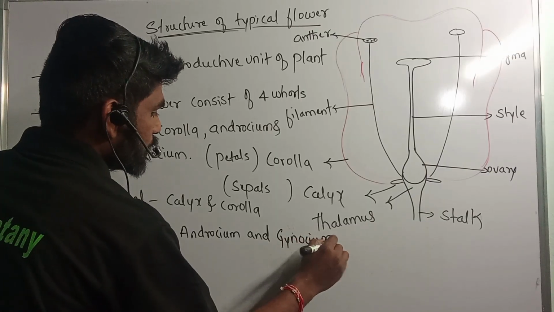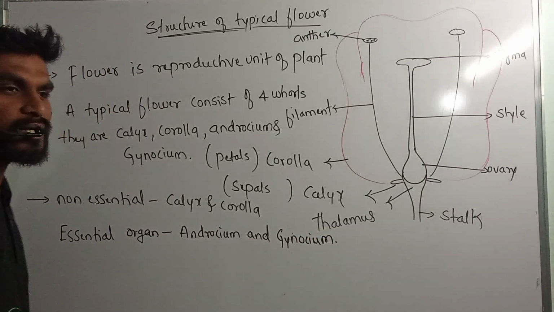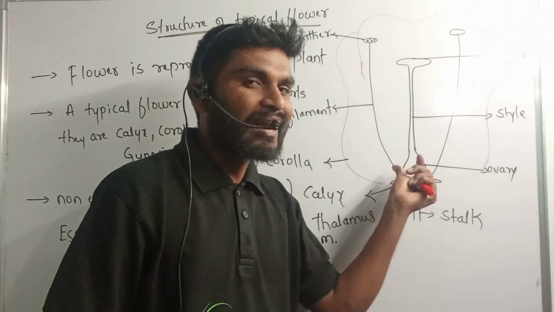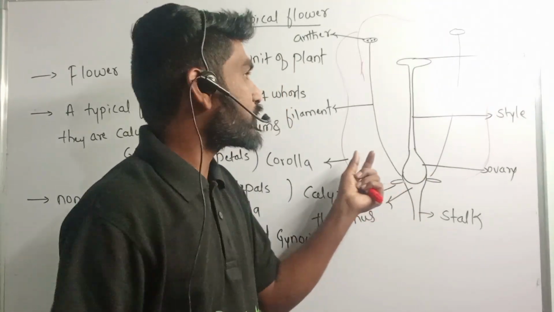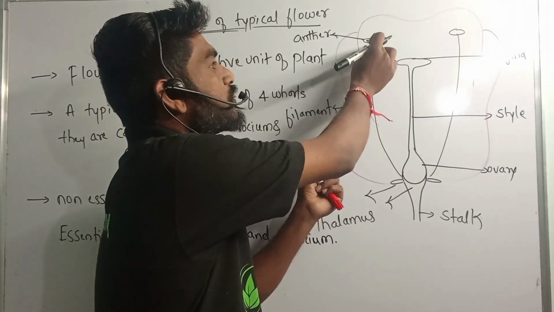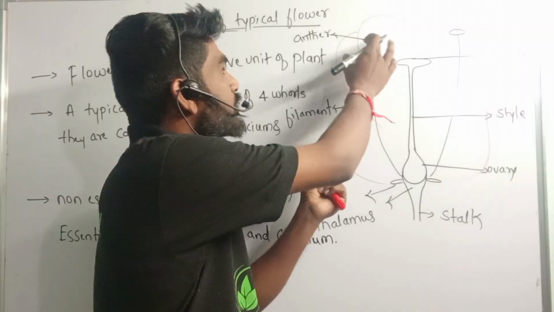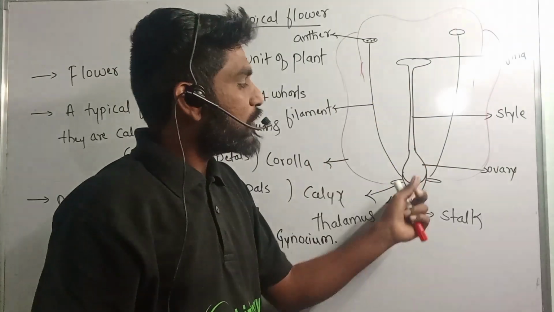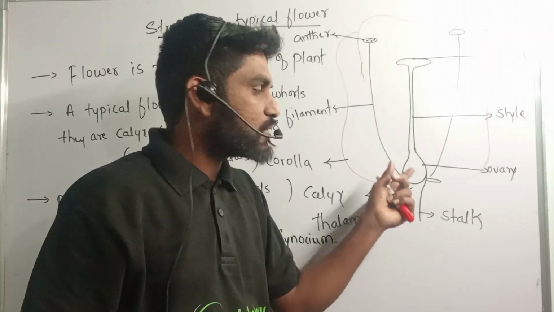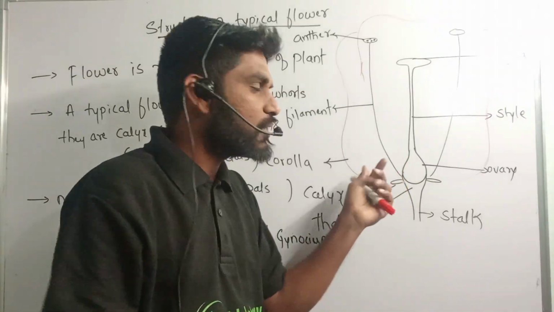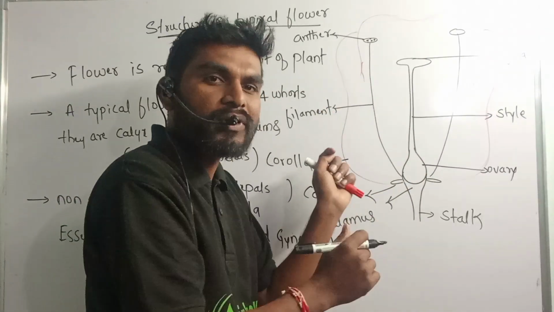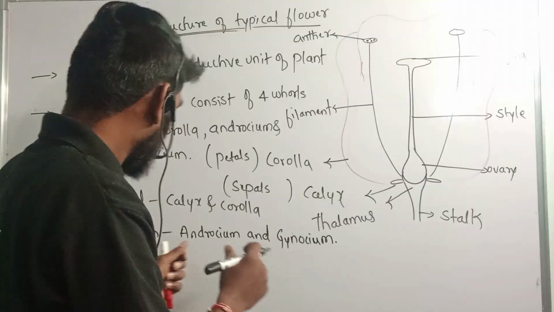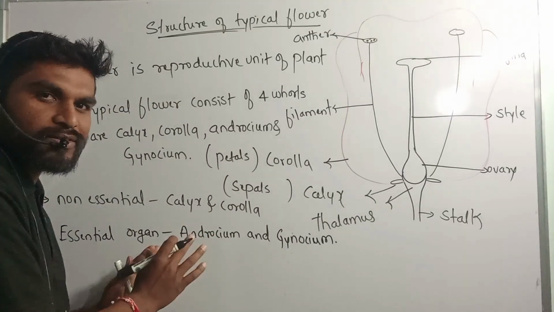Androecium and gynoecium come under essential organs because they are directly involved in sexual reproduction. The male reproductive part produces the male gametes inside the anther, and the female reproductive part produces female gametes inside these structures. That's why they are directly involved in sexual reproduction. We call them essential organs.